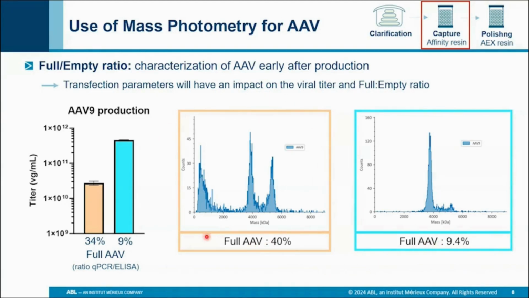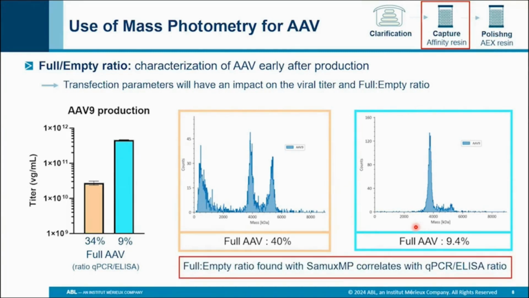Now if we focus on the orange box here, you can see your empty peak, your full peak, and you can also see here some signal in the low molecular weights. Those are impurities, contaminants, and they can be found in this experiment, but not in the blue one. The reason is that the two affinity capture steps were done independently using different process parameters, but also a different elution buffer. And this is key. We're also using mass photometry to assess the purity of our samples that come out of the affinity resin. But really the point of this slide was to show that the full/empty ratio that we found with the SAMU-XMP correlates very well with the PCR-ELISA ratio that we have at the harvest step.